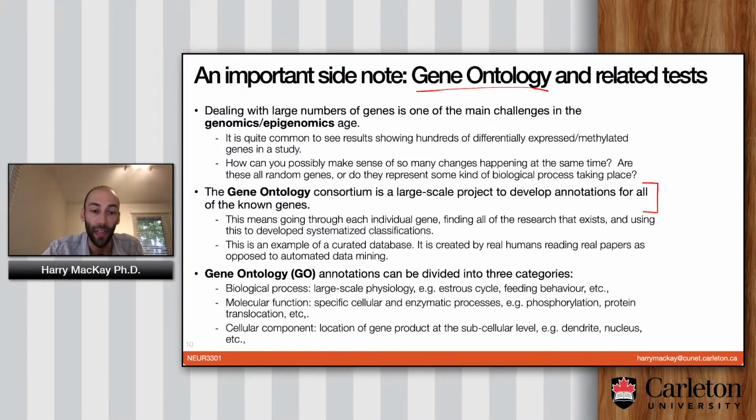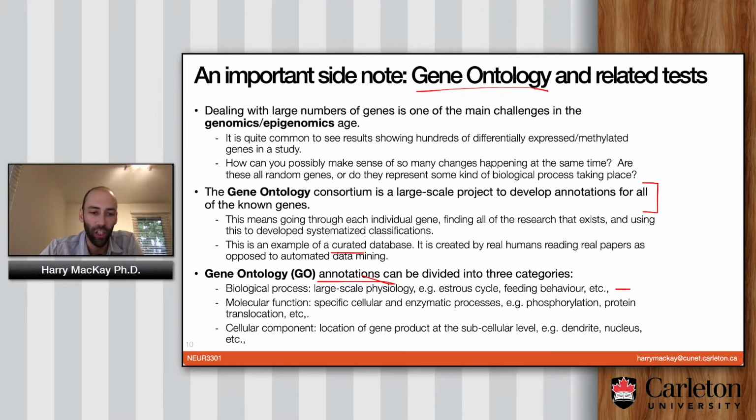It's curated, meaning it's created by real humans who are literally curators. It's almost like a museum where people go in and pick out the exhibits. And ultimately, they've created this gene ontology database. And the annotations for genes, annotation is just whenever you take something about the genome and write down a fact about it, can be divided into three categories.